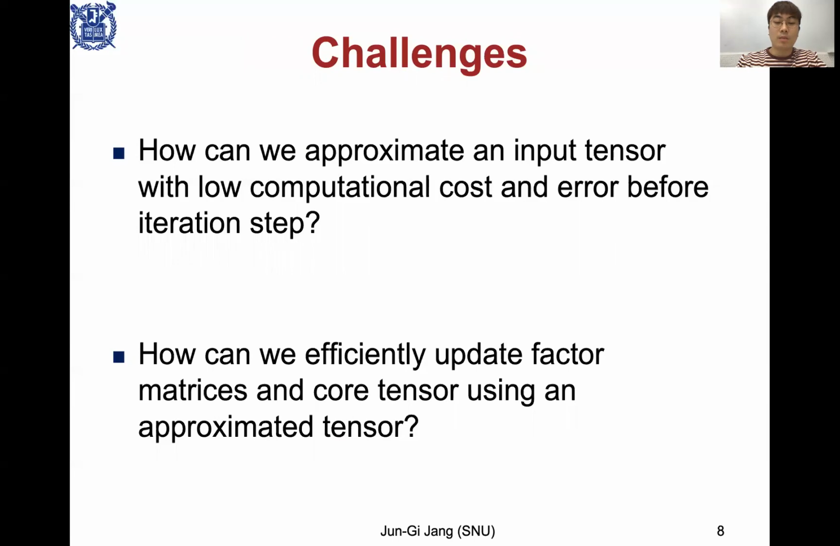Before explaining our proposed method, I introduce challenges of our problem. The first challenge is how can you approximate an input tensor with low computational cost and error before the iteration step? The second challenge is how can you efficiently update factor matrices and core tensor using an approximated tensor?